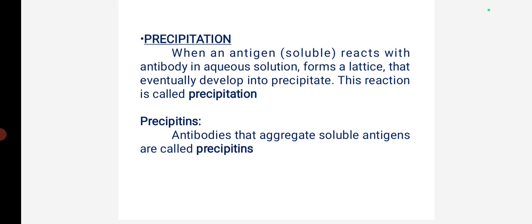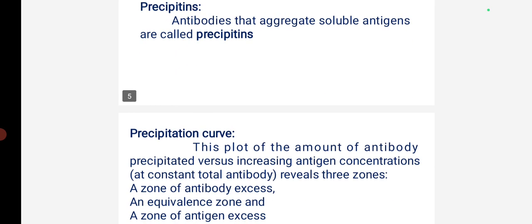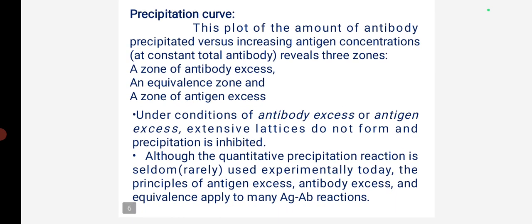First we will see about precipitation. When soluble form of antigens reacts with antibody in aqueous solution, it forms a lattice that eventually develops into precipitate. This reaction is called precipitation. Next, precipitin. Antibodies that aggregate soluble antigens are called precipitin. Next, move on to precipitation curve.